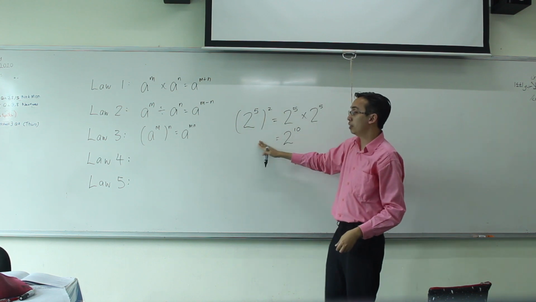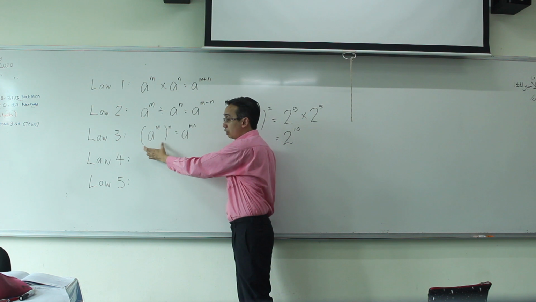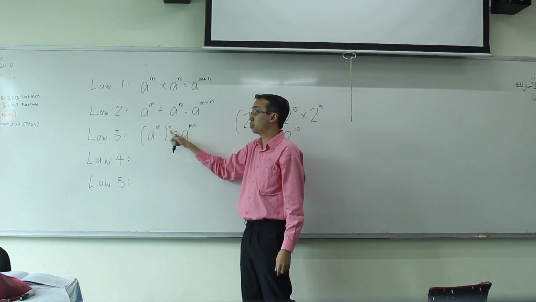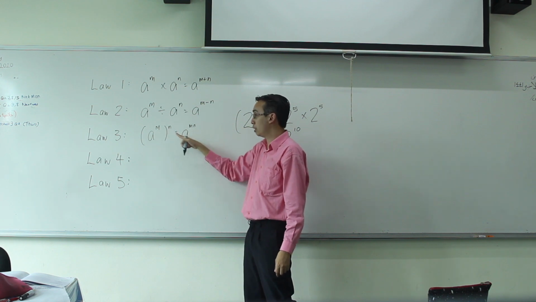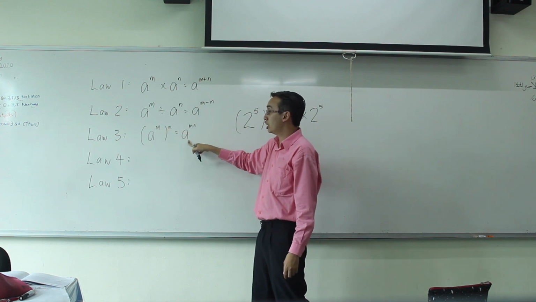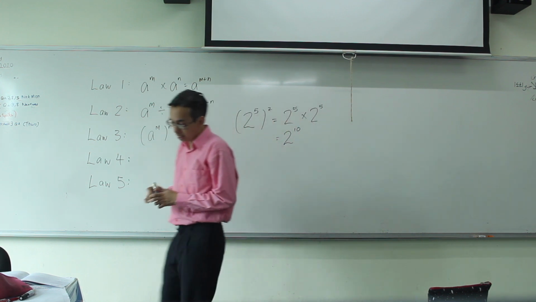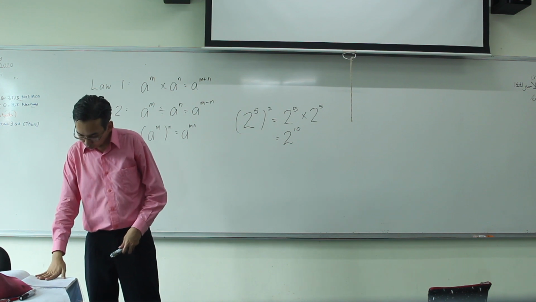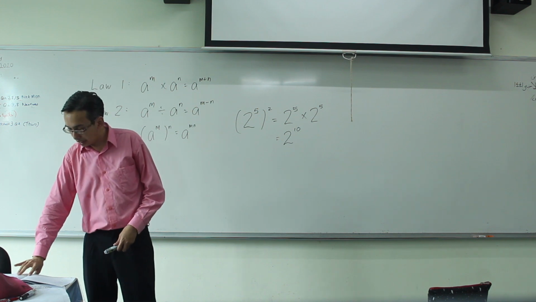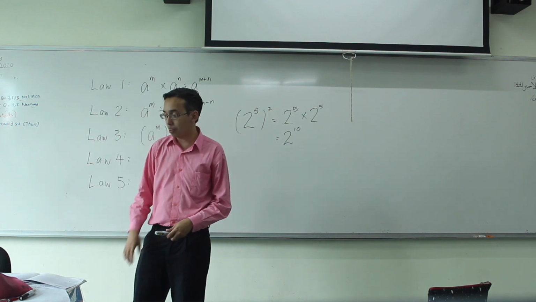From here, we learned that when it's a single base with an index, and we want to bring it to the power of another number, all we have to do is multiply the two indices. So A to the power of m, raised to the power of n again, is A to the power of m times n. This is law number 3. For this one, you will have to do practice now 3 first, and then after that, we'll carry on with law number 4. So try practice now 3 first.